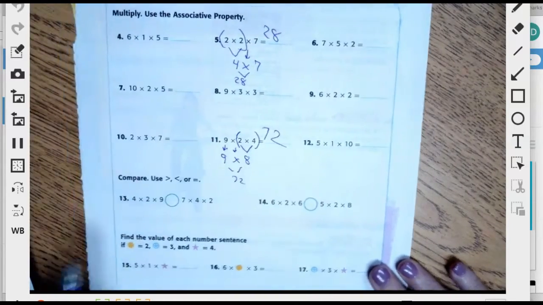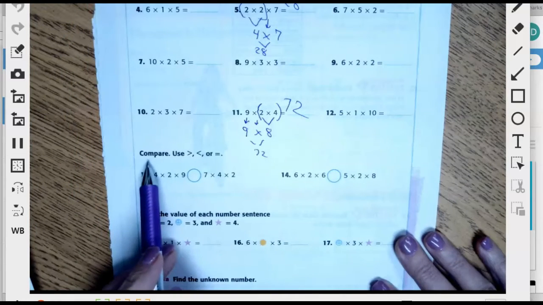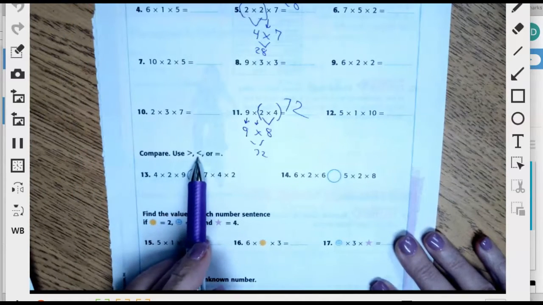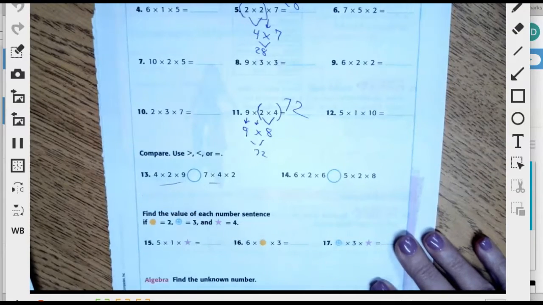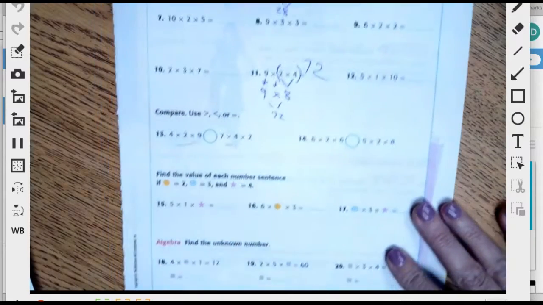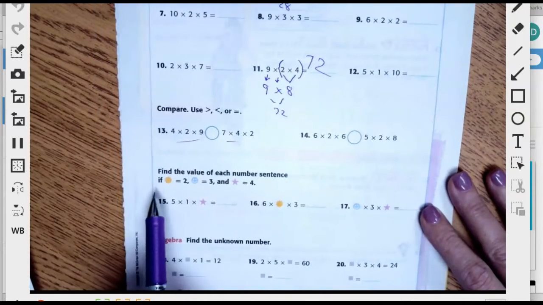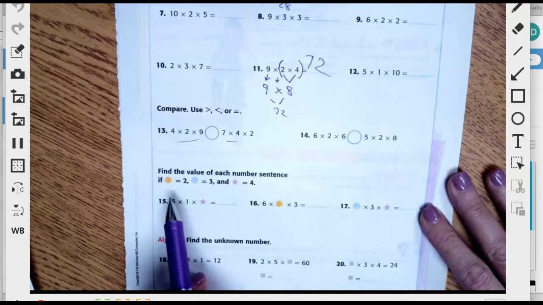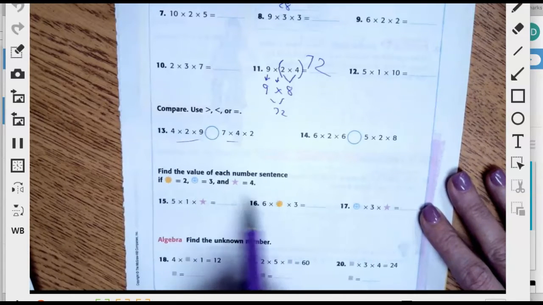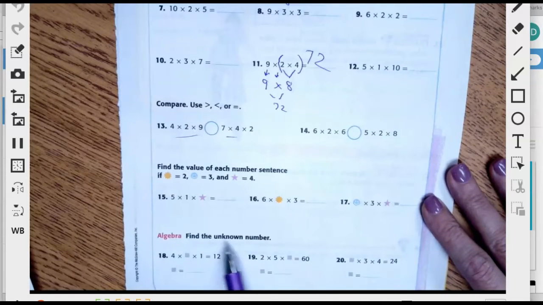All right. On the next section, compare, you need to use greater than, less than, or equal. So you have to solve the left side, the right side, and put what it is. Same thing here. On here, you need to solve these number sentences. If it's a sun, you're going to put a 2 there. If it's a smiley face, you're going to put a 3. Down here, you're going to find the unknown number. Okay.